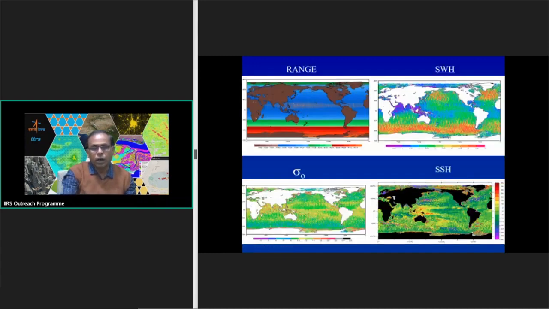And these are the information provided by the satellite sensor, that it gives you range. So altitude minus range, that is the height from the reference ellipsoid to the satellite minus the range, gives you the sea surface height. And this is the significant wave height determined from the shape of the return pulse, which is related to the leading edge. And sigma naught is the backscattered energy, which can be related later to the wind speed, etc. And this is the sea surface height derived from altitude minus range information.